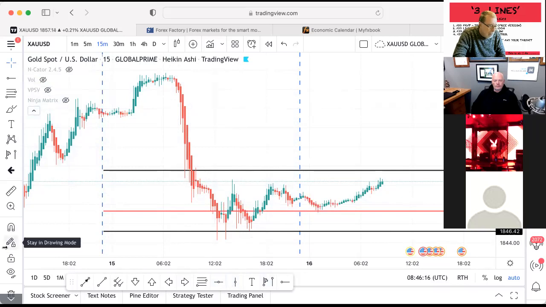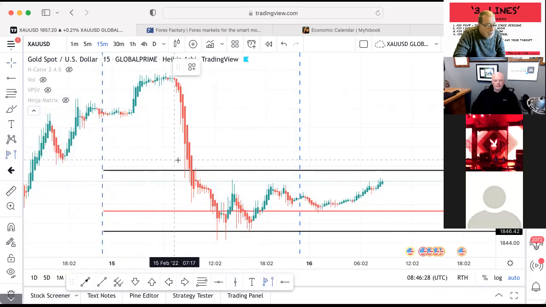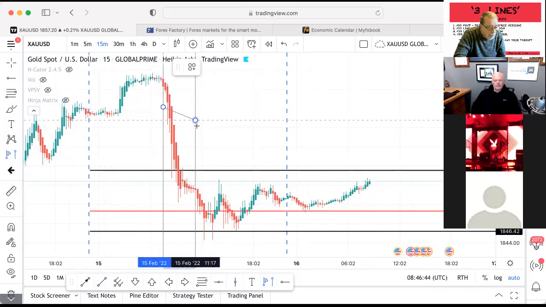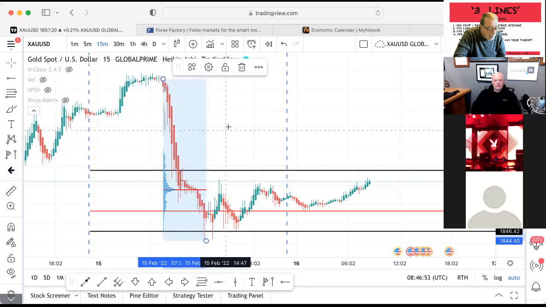I go down to where 1, 2, 3, 4, 5, 6, 7 here. Get the fixed range volume profile. If I start at the very top of this first downward candle, so if I click on that candle there, and I also click on the last candle of that drop, which was there. Are you with me? Am I explaining what I'm doing? Can you see what I just did there? Yes. Yes, thank you.